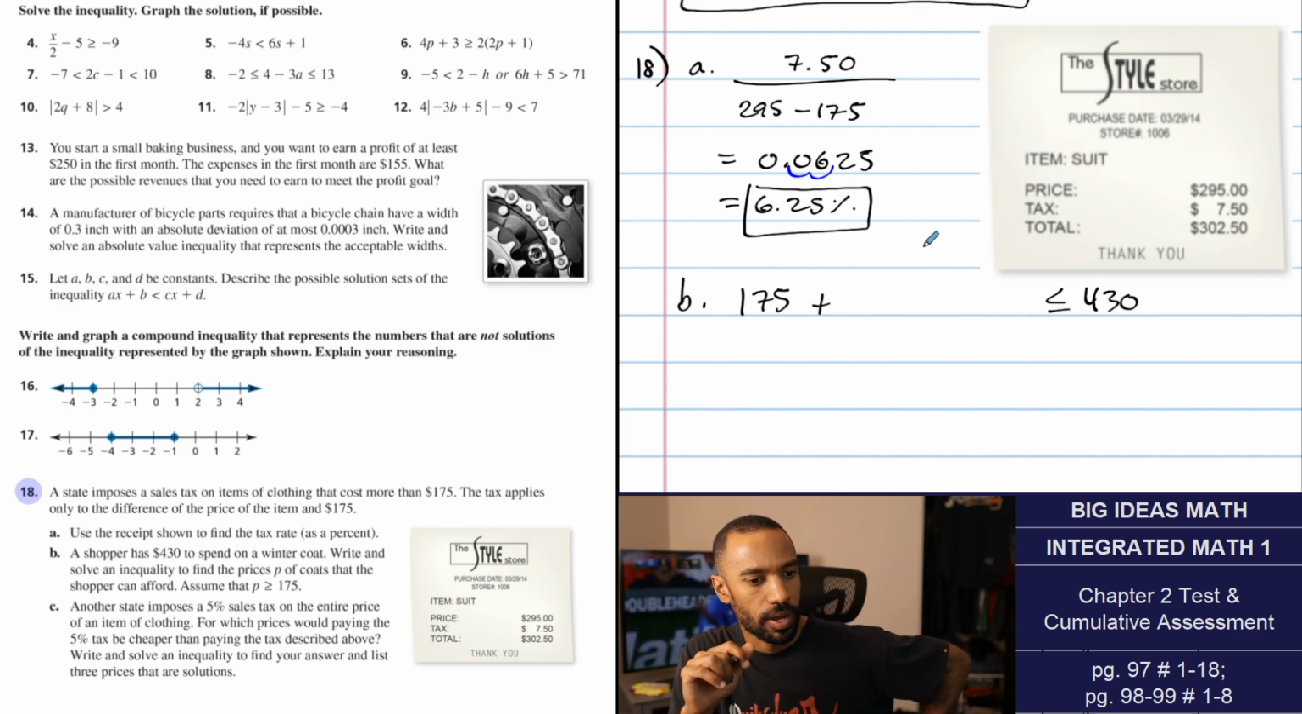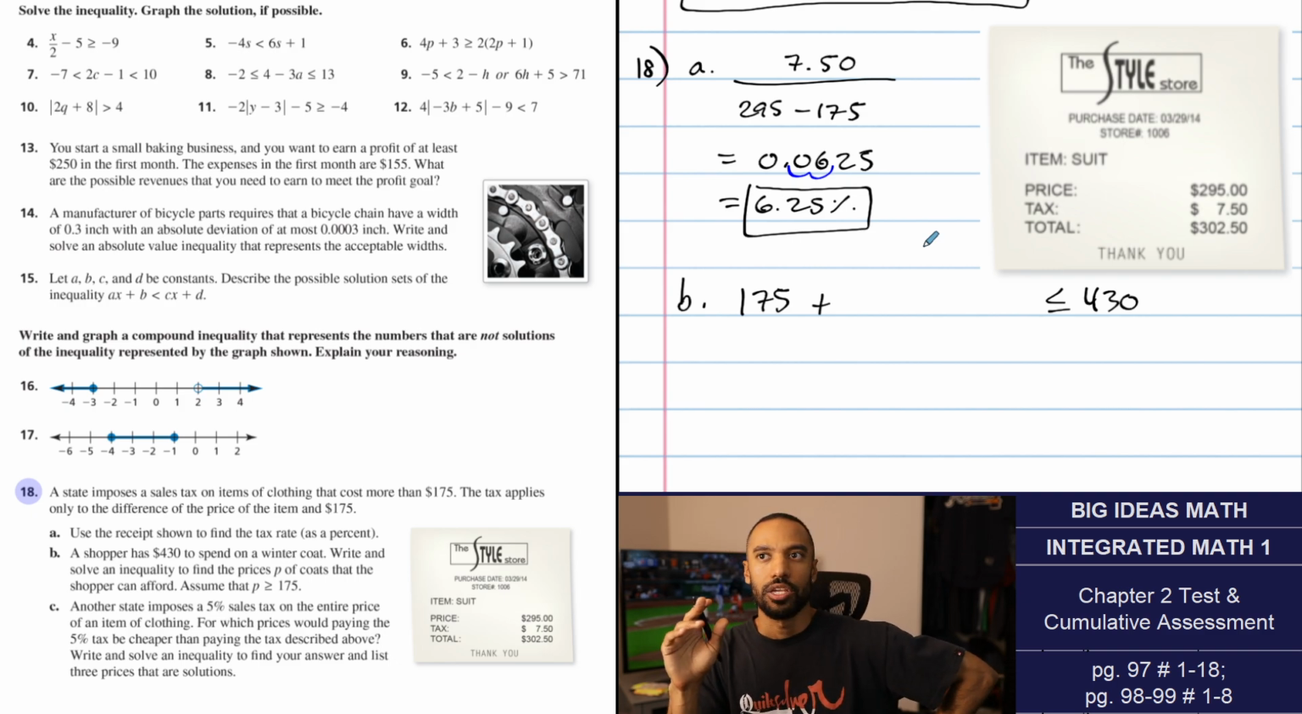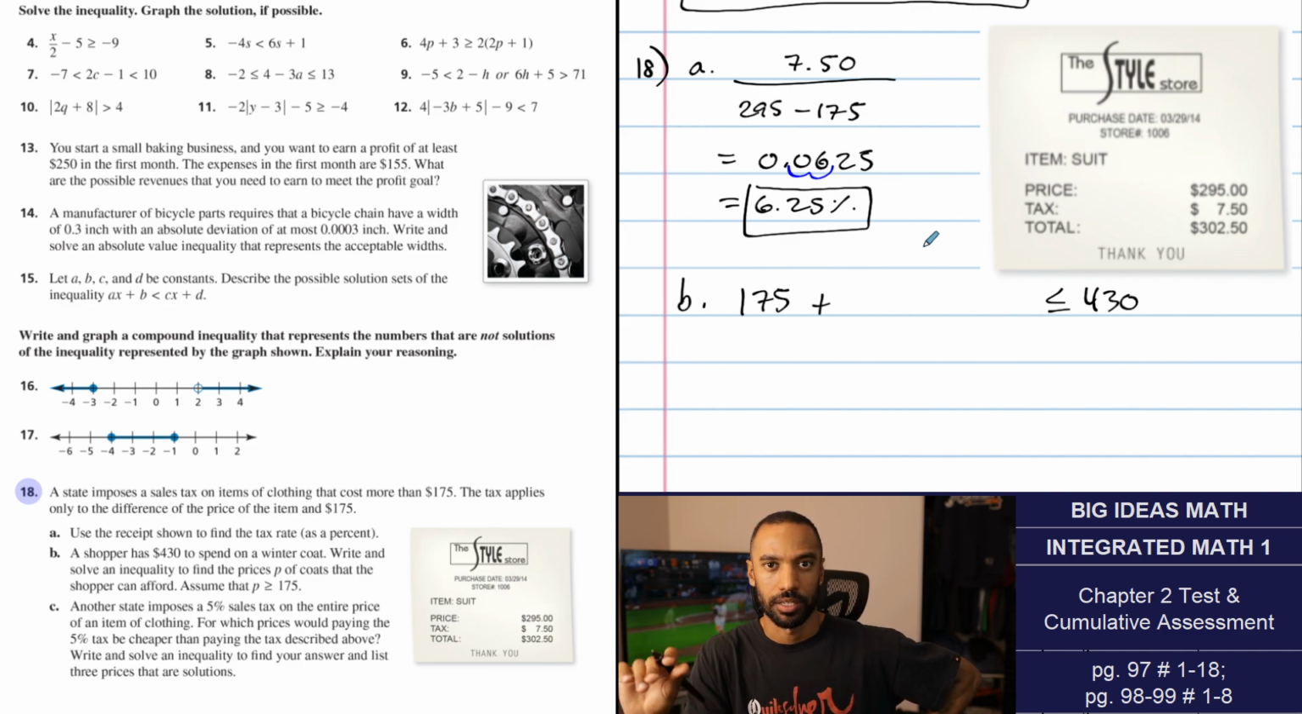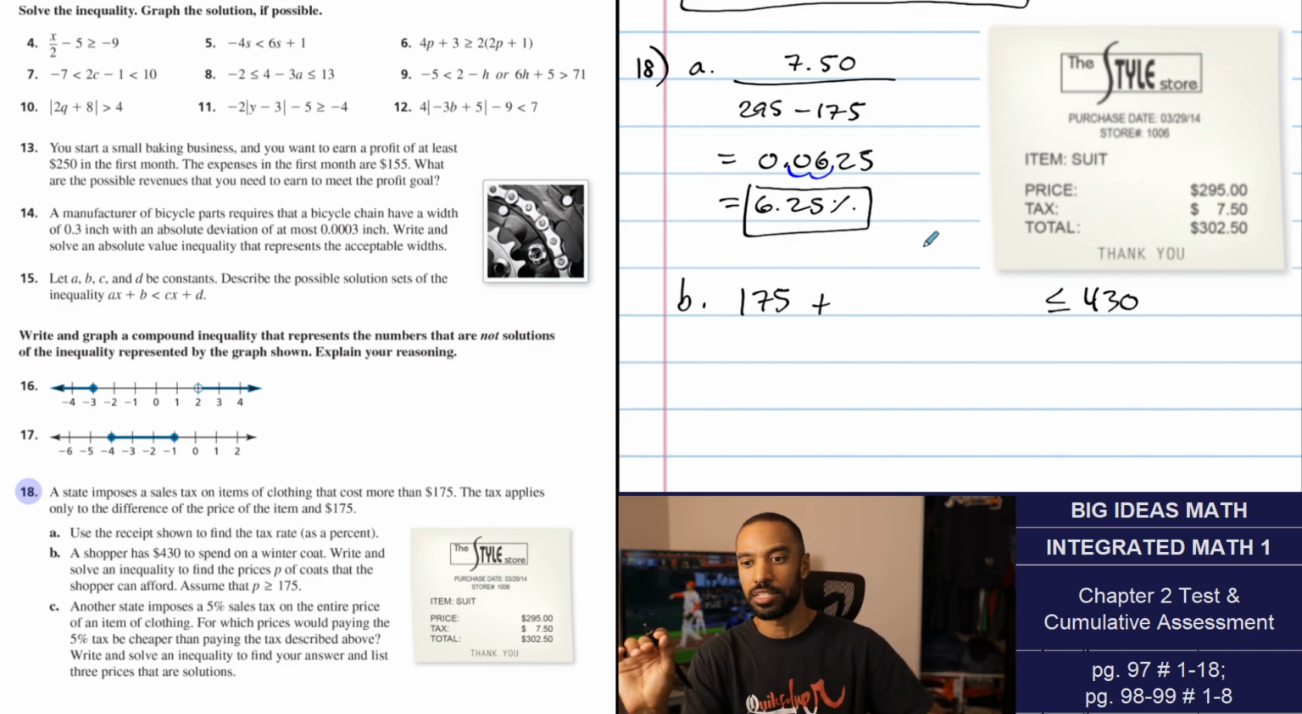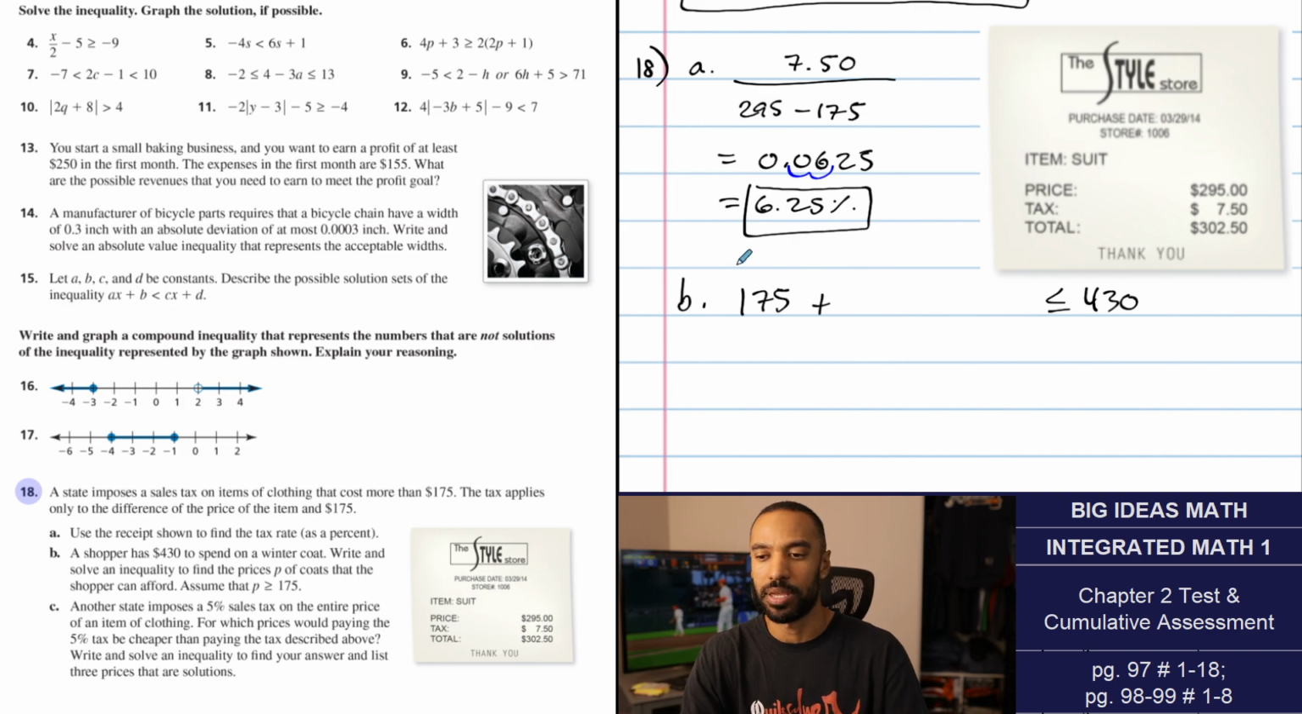Let's see. Write and solve an inequality. Prices P of coats the shopper can afford. So you're just coat shopping. I want P to represent the entire cost. You can let P be the difference between these two if you want, but I want P to be the entire cost.